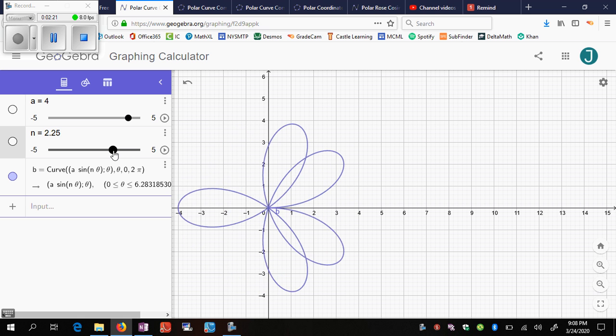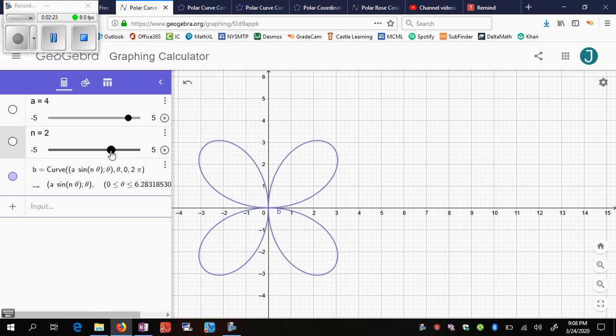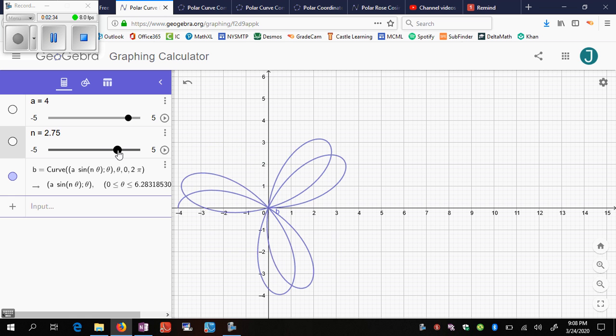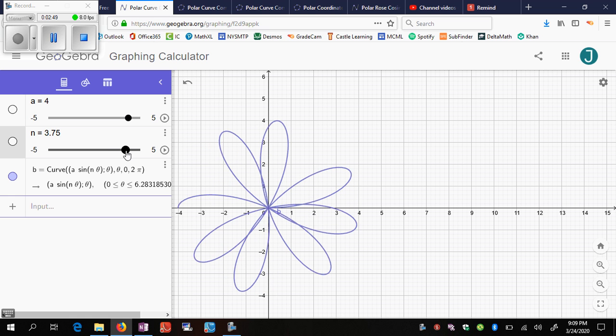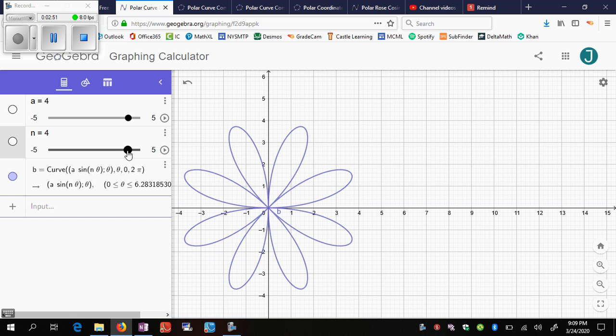So you can see that if I do 4 sine 2 theta, we get this flower looking shape, again called a polar rose, and it has 4 petals. And if I switch it up to 3, I love this gradual transition here. It shows why we only get 3, and it's showing the fact that the graph overlaps itself for an odd number. But as soon as I switch back to an even number, the graph doesn't overlap itself.